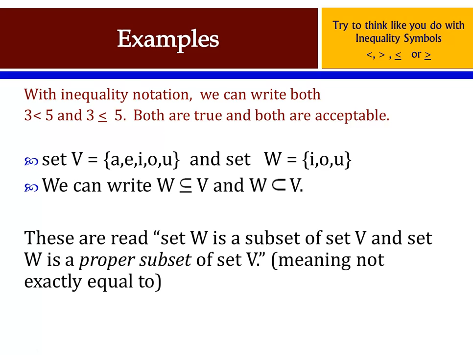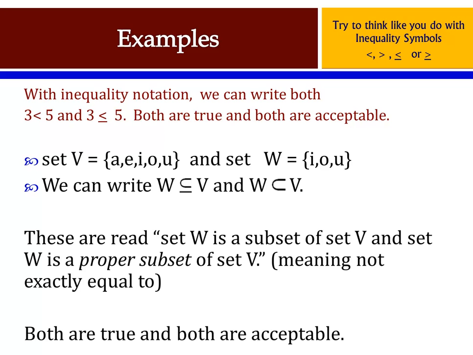Once again, these are read: set W is a subset of set V, and set W is a proper subset of set V. That just means that it's not exactly equal to the set. Both are true and both are acceptable, just like 3 is less than 5 is acceptable and 3 is less than or equal to 5 is acceptable.